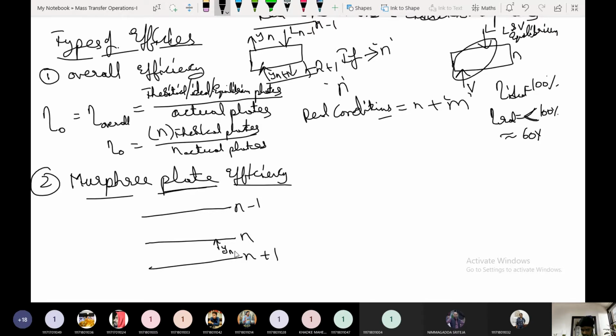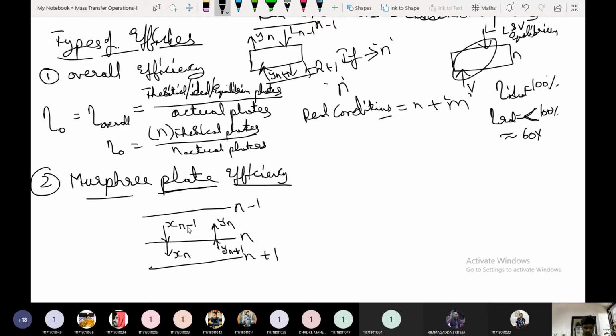So y n plus 1, because from this plate only the vapors are coming to this plate. So y n plus 1, and from this plate vapors are leaving, so this is y n. Then from the plate above, the liquid is coming from the top to bottom. Vapors are rising from the bottom to top, whereas liquid is coming from the top to bottom. So the liquid mole fraction is x, coming from this plate, which is n minus 1. And from the nth plate, the liquid is leaving with a mole fraction of x n.